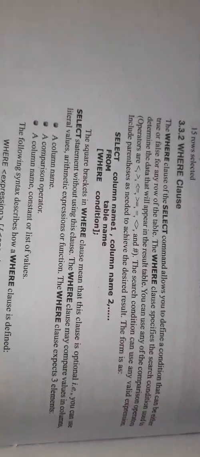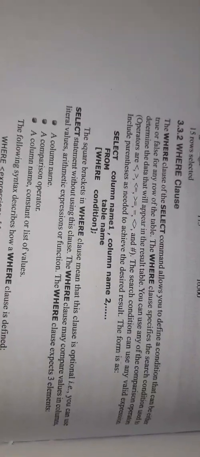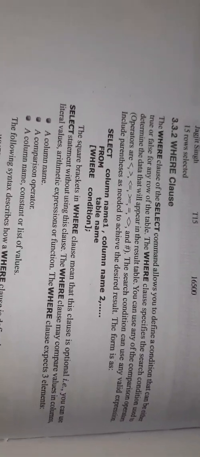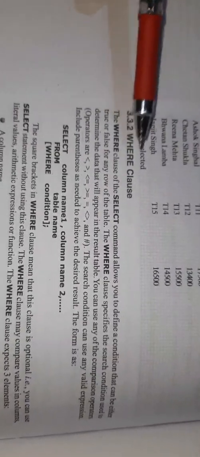Like if you're using the ATM, there is a condition that you have to enter the pin code, and there is a condition when you want to withdraw, suppose you want to withdraw 5,000, 10,000 or 2,000. So that condition is there, based on what amount is stored in your bank balance. Similarly the where clause is used based on a condition.